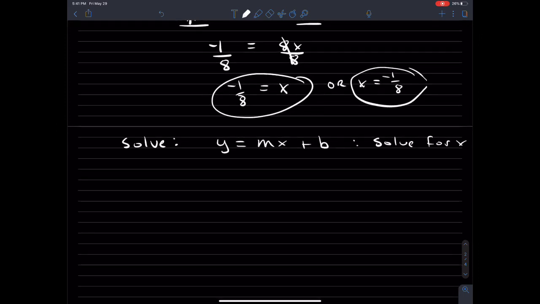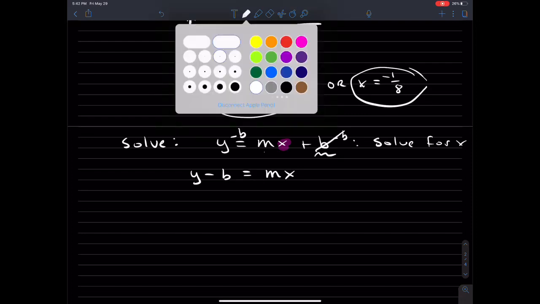So another type of equation is you don't have numbers in them at all. So we will just solve for one variable in terms of all the other variables. So since x is what I want to solve, we'll get rid of the b first by subtracting it, and then we'll divide by m. So it'll be y minus b equals mx, because I'll subtract b on both sides like so, and that cancels it.